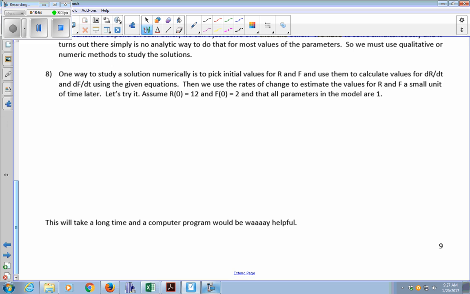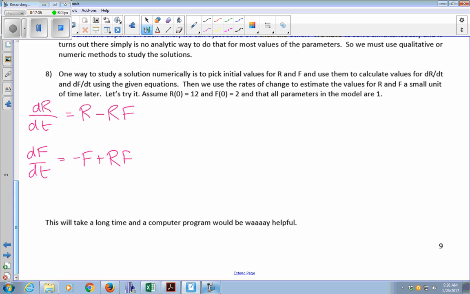All right, so one way to study solutions numerically is to pick some initial values for R and F. Like, what if we started with 10 rabbits and 10 foxes? What happens to them based on these assumptions? So I'm not going to use 10, but I'm going to rewrite my equations. And I'm going to use the easiest parameters possible. Instead of alpha, beta, gamma, and delta, I'm going to use ones, just to make this as easy as possible. So I have dr/dt is R minus RF, and df/dt is negative F plus RF.